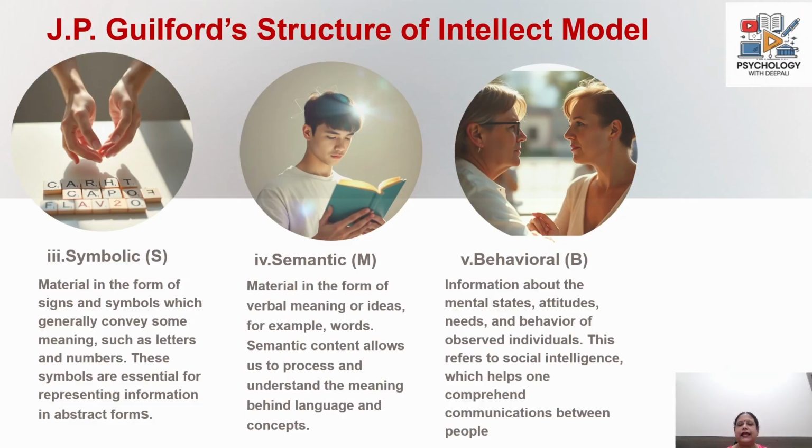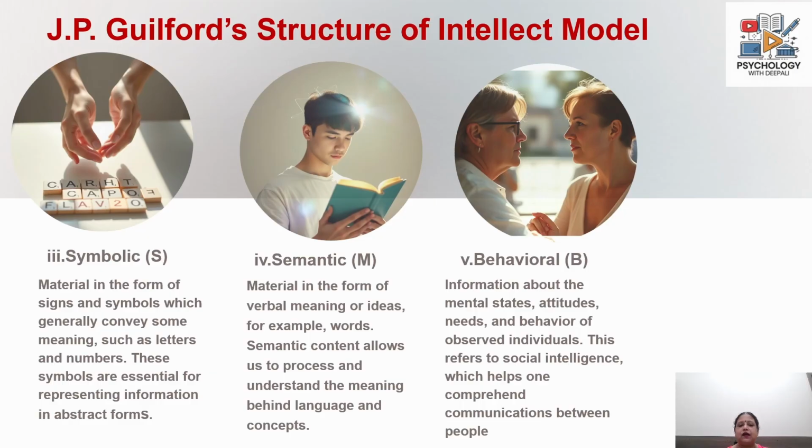The third content is symbolic. That is material in the form of symbols or signs, which generally convey some meaning. Let's say letters, alphabets, numbers. These symbols are essential for representing information in abstract form. So even whether it's a mathematical problem where we are using numbers to represent certain concepts, or we are using the letters of the alphabet to explain certain concepts, that is symbolic content.